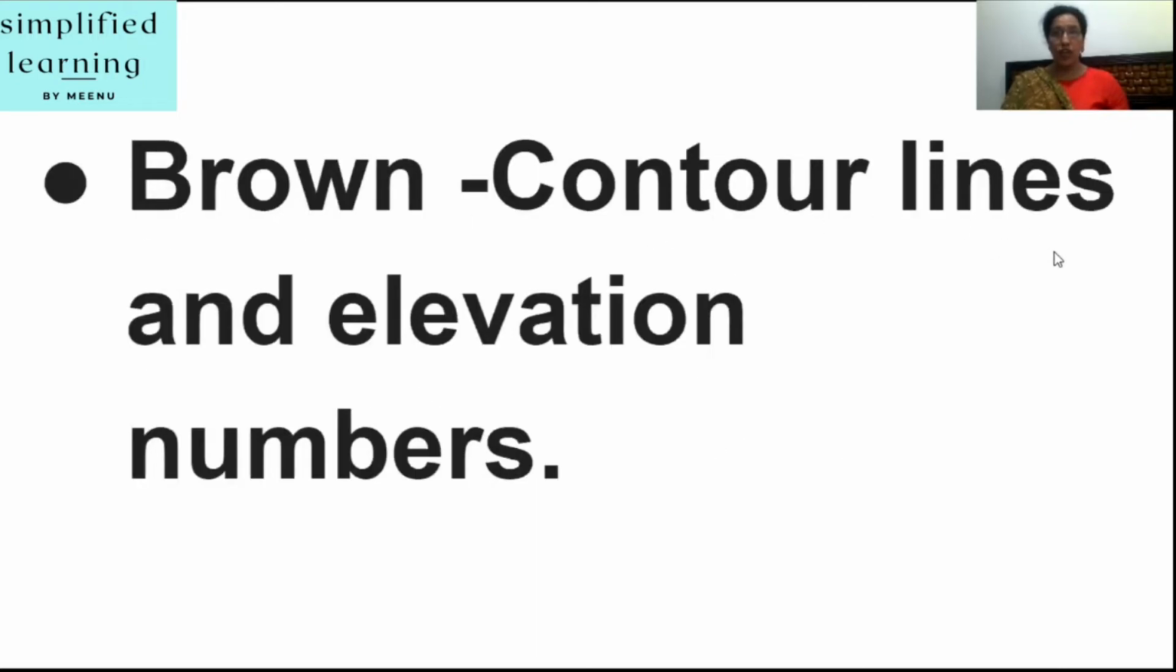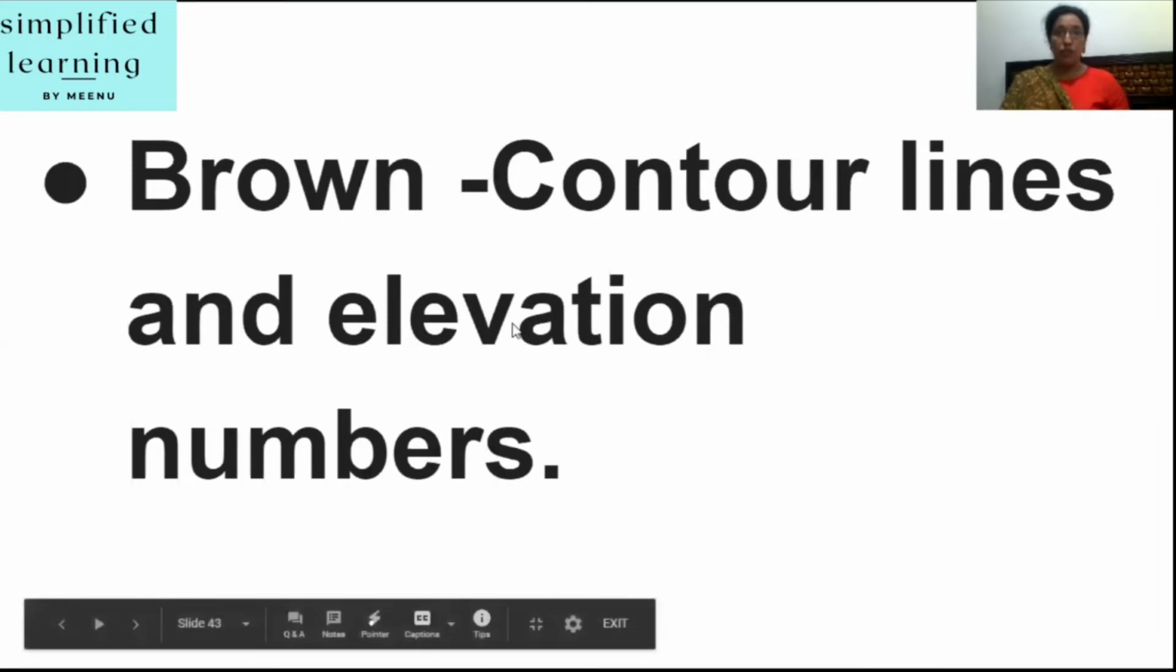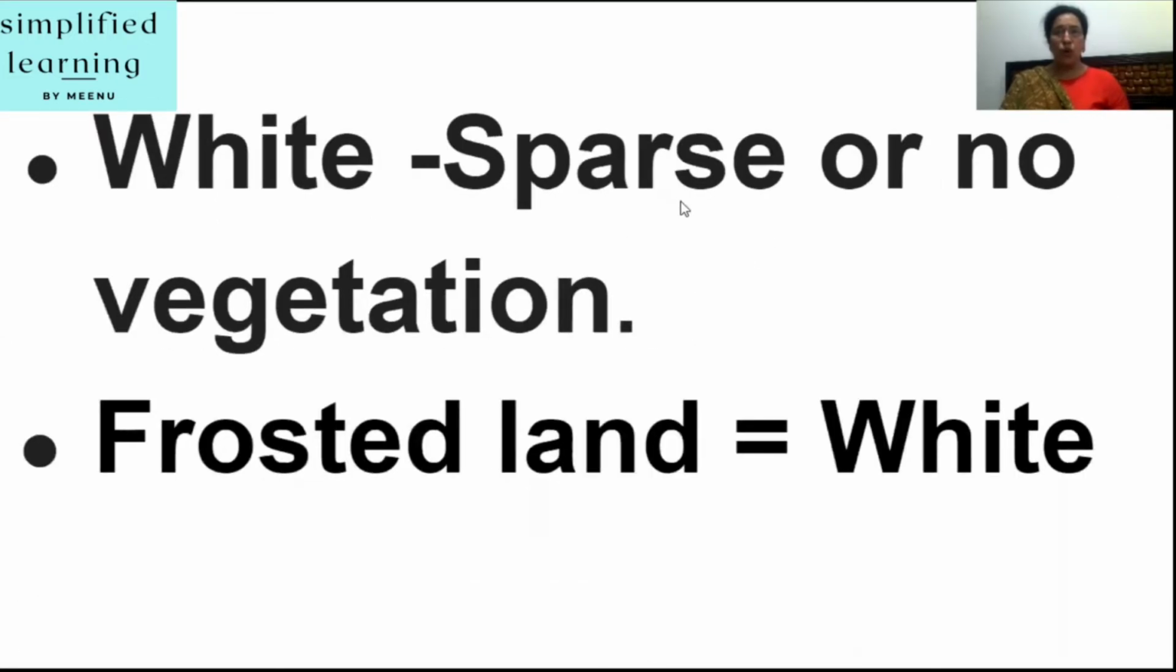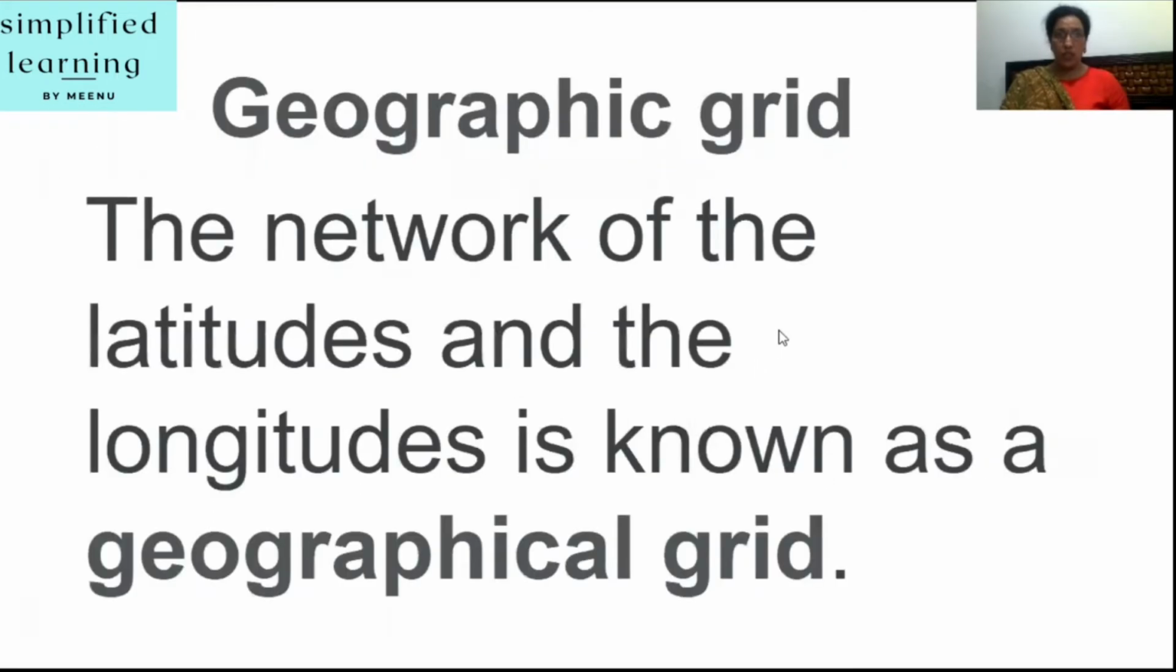Remember what contour lines are? Yes, used in topographic maps. For contour lines and elevation numbers, we usually use the color brown. If there is no vegetation or sparse vegetation, sparse means very little vegetation, we use the color white. Even for frosted land, that is a frozen area where ice has formed, we use the white color. Clear?